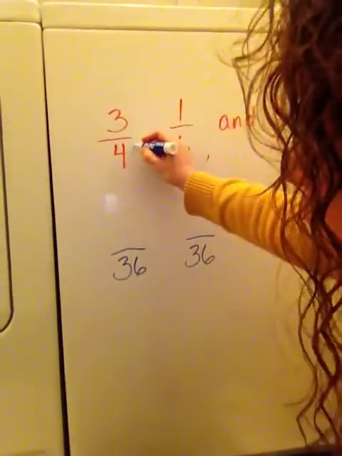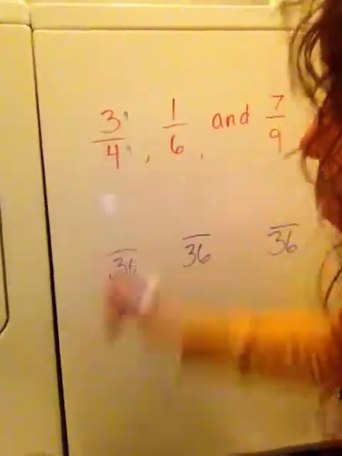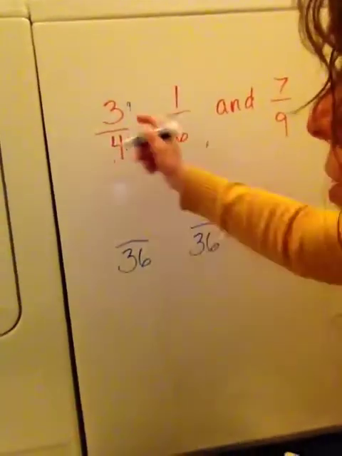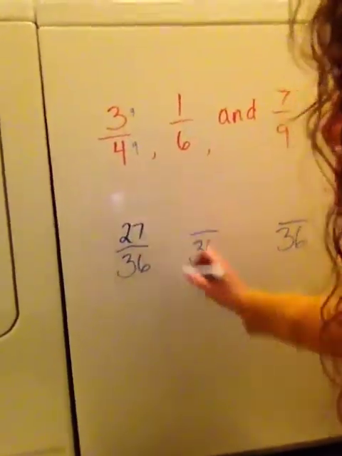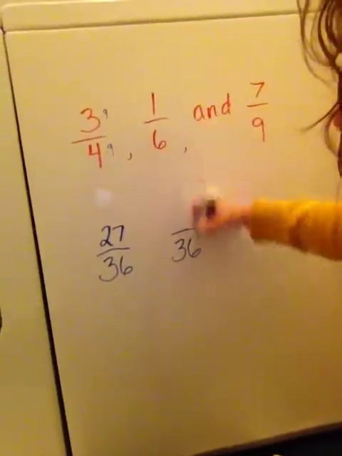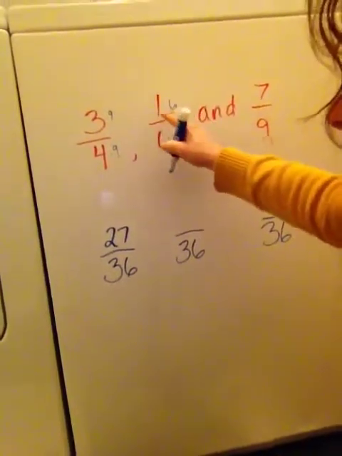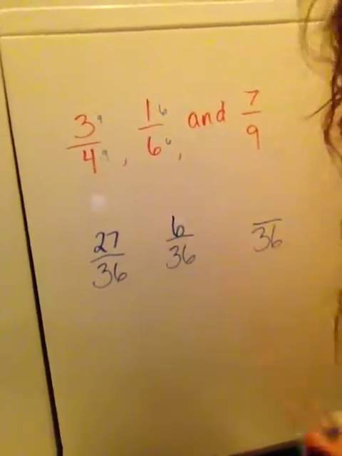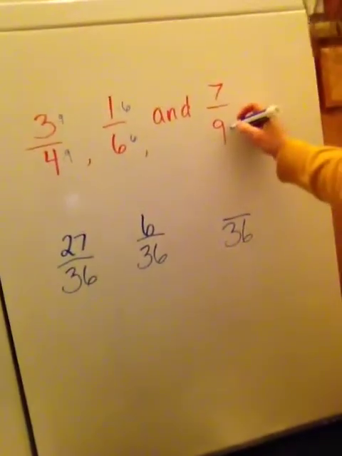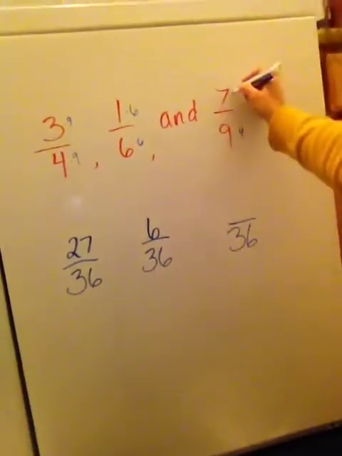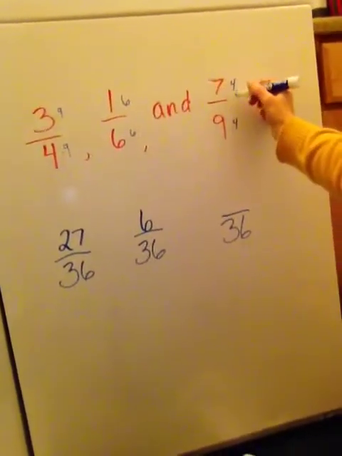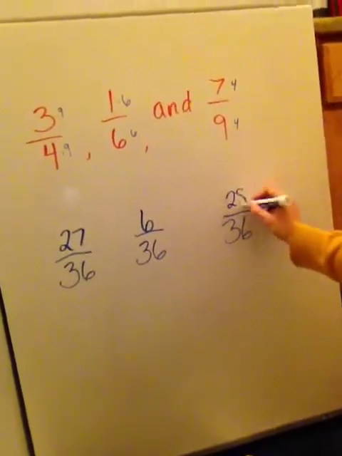4 times 9. So I have to do the numerator by 9 as well. So 3 times 9 is 27. 6 times what makes 36? 6 times 6 makes 36. So I have to do the same to the top. 1 times 6 is 6. 9 times what makes 36? 4. So times the top by 4. 7 times 4 is 28.